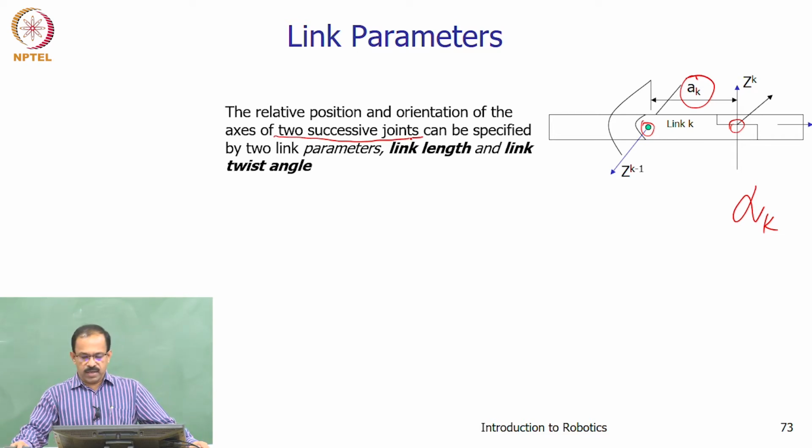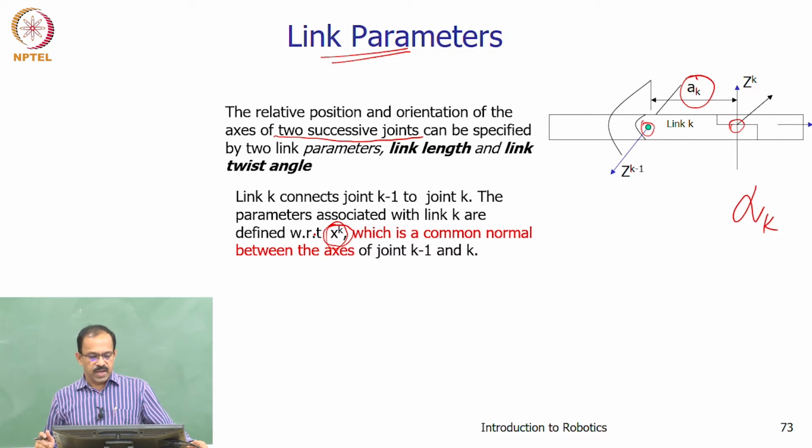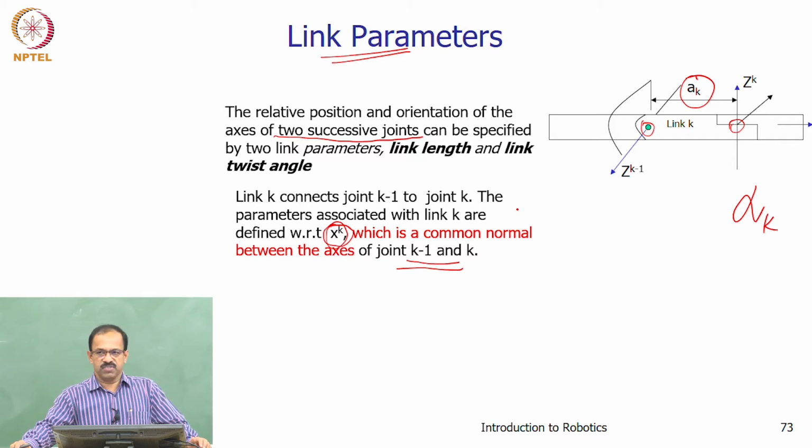And link length is the distance. Link k connects k minus 1 to k, and all the link parameters are defined with respect to xk, that is the x axis of the kth joint, which will normally be a common normal between zk minus 1 and zk. So, xk will always be a common normal between zk minus 1 and zk, and the parameters are defined with respect to that axis xk.